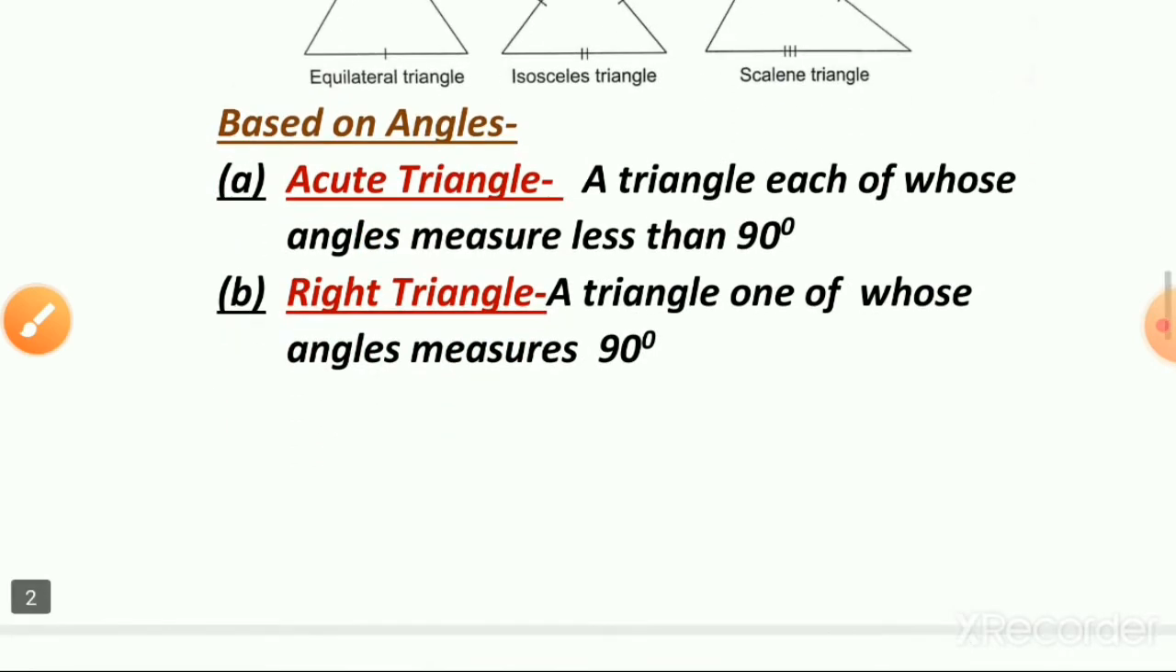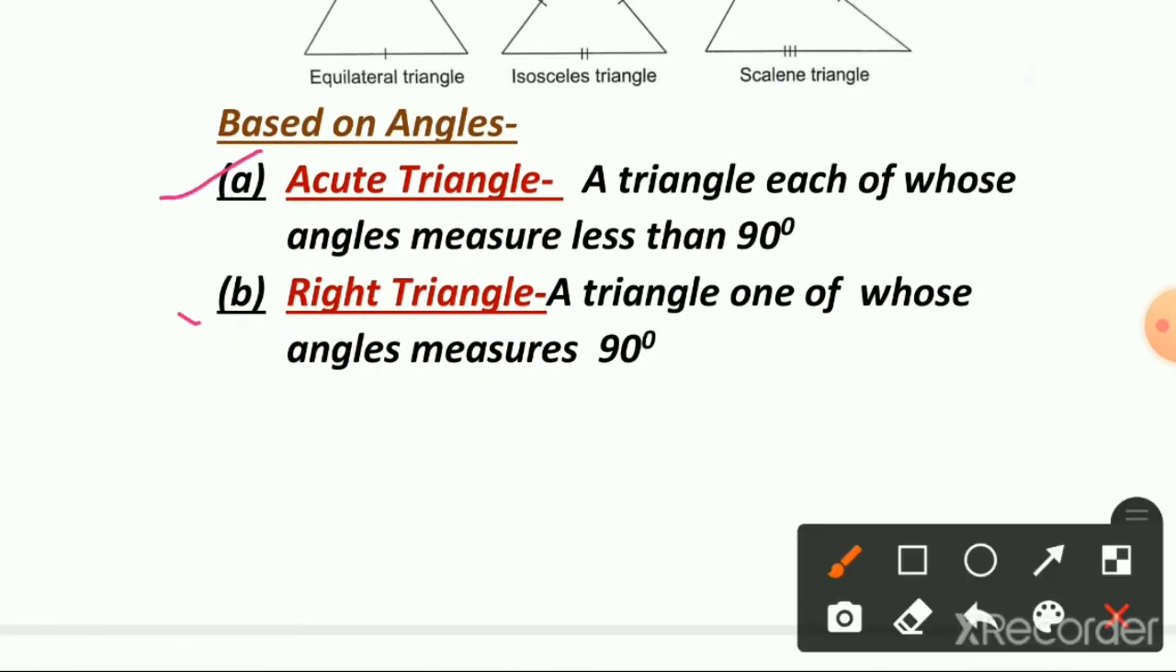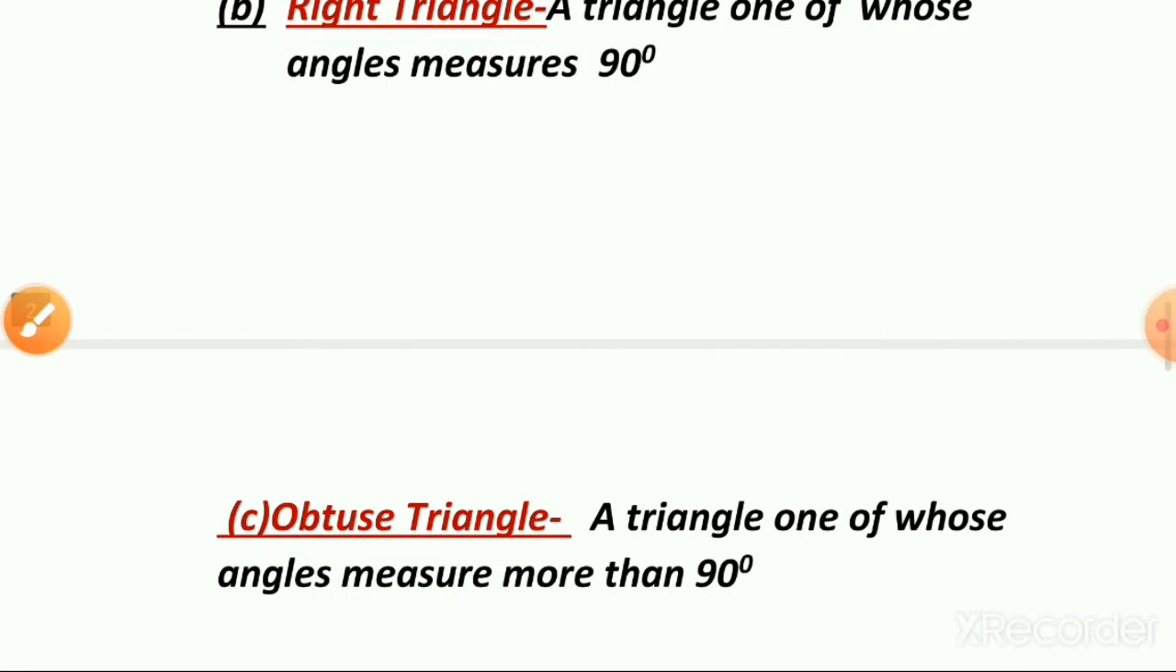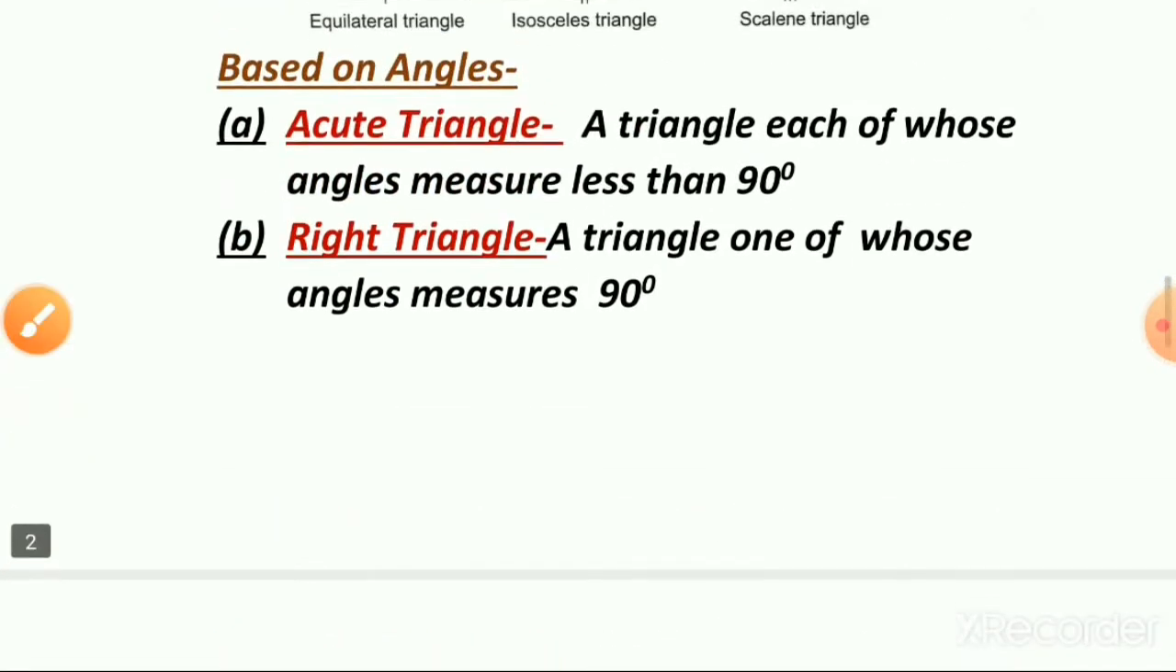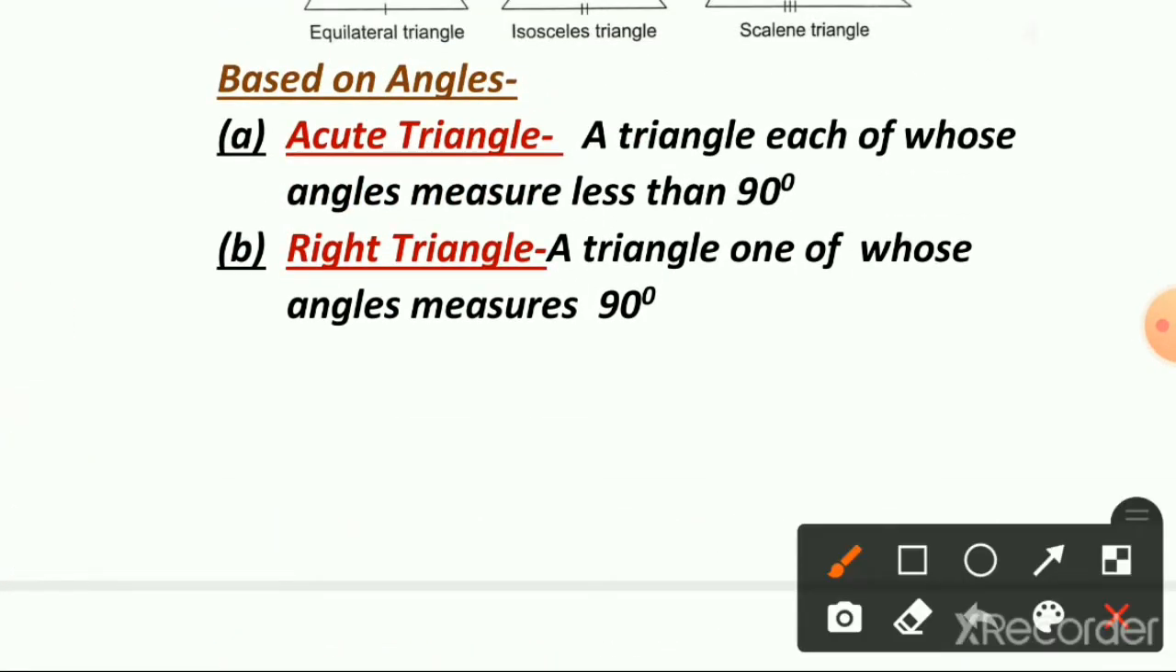Now based on angles: acute triangle, right triangle, and the third one is obtuse triangle. So let's read in detail. Acute means less than 90 degrees. So it is a triangle in which all the angle measurements are less than 90 degrees. A triangle in which all 3 angles have values less than 90 degrees.